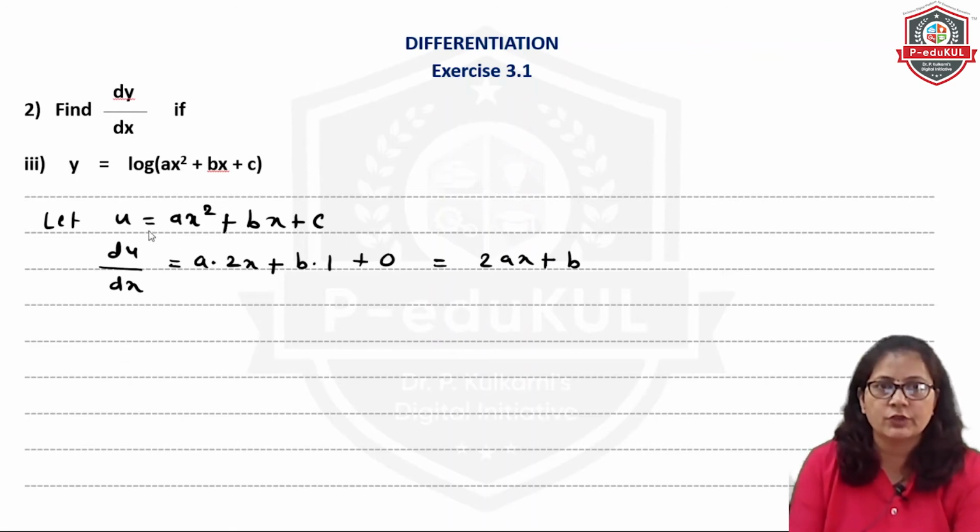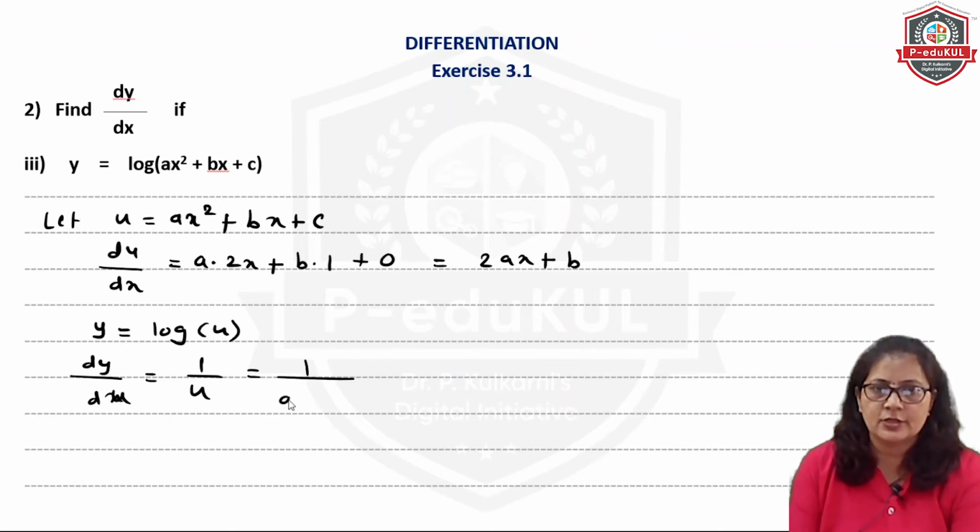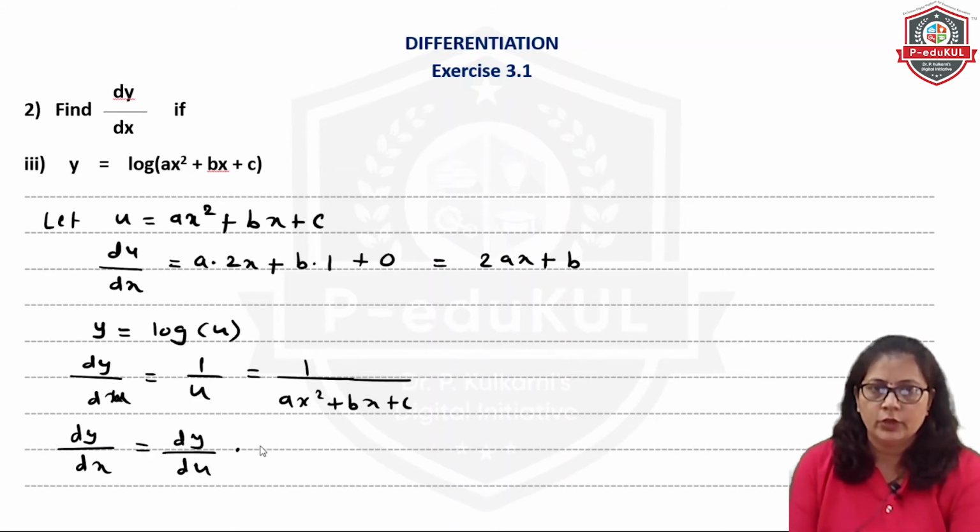And now we have to differentiate with respect to y. So y is equal to what? Log of u. And then dy by du is equal to 1 upon u. So 1 upon, I'll write these values, ax square plus bx plus c. And then my dy by dx will be dy by du into du by dx. So this 1 upon ax square plus bx plus c as it is multiplied by this 2ax plus b.